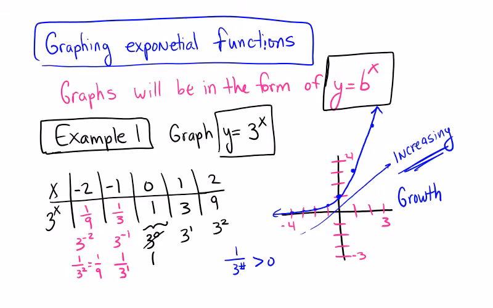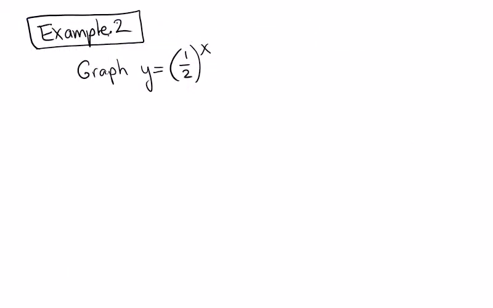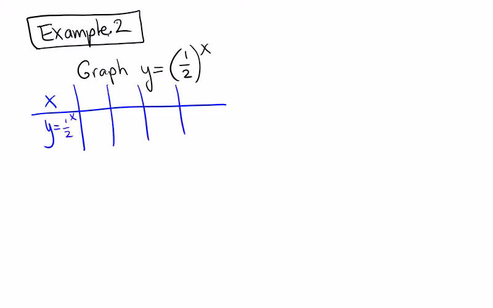On our next slide, we're going to look at a different graph. So now we are going to graph y equals 1/2 to the x. I'm going to set up the same table of our x and our y value. And again, our y value is 1/2 to the x. And we're going to set up the table for -2, -1, 0, 1, and 2.